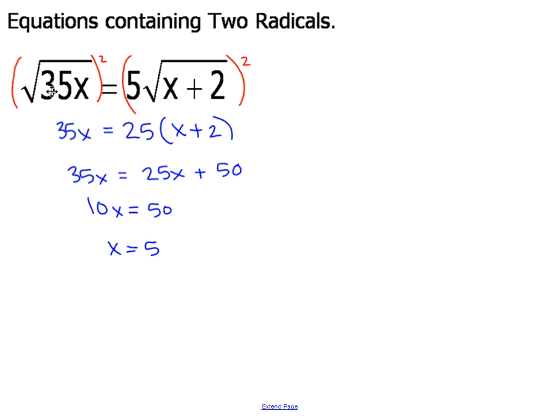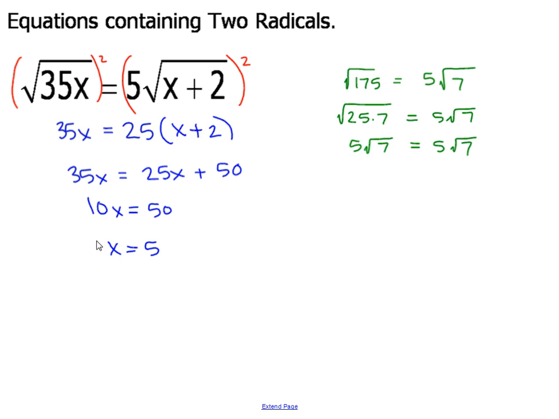When I put 5 in, 35 times 5 is 175. So I'm going to go do my check on this one over here. So I have the square root of 175 equals 5 times the square root here. 5 plus 2 would be 7. And it may not look like these are equal, but I'm going to simplify this. 25 goes into 175, and 25 is a perfect square. It goes in 7 times. The square root of 25 is 5, so I have 5 square root of 7 equals 5 square root of 7. That is a true statement, so now I know that x does, in fact, equal 5.